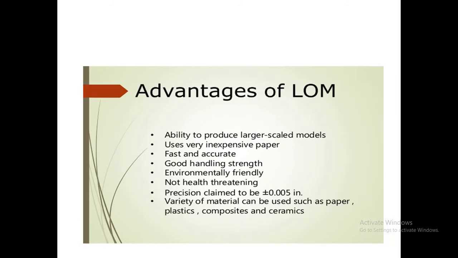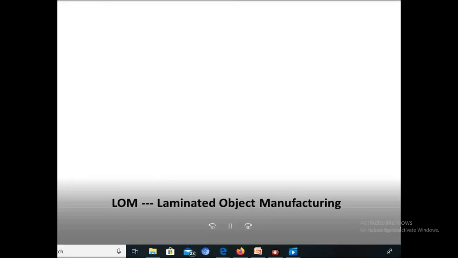What are the advantages of this LOM process? Ability to produce larger scale models, uses very inexpensive paper, which is fast and accurate, good handling strength, environmentally friendly, not health threatening, precision claimed to be plus or minus 0.05 inch. A variety of materials can be used such as paper, plastics, composites and ceramics.